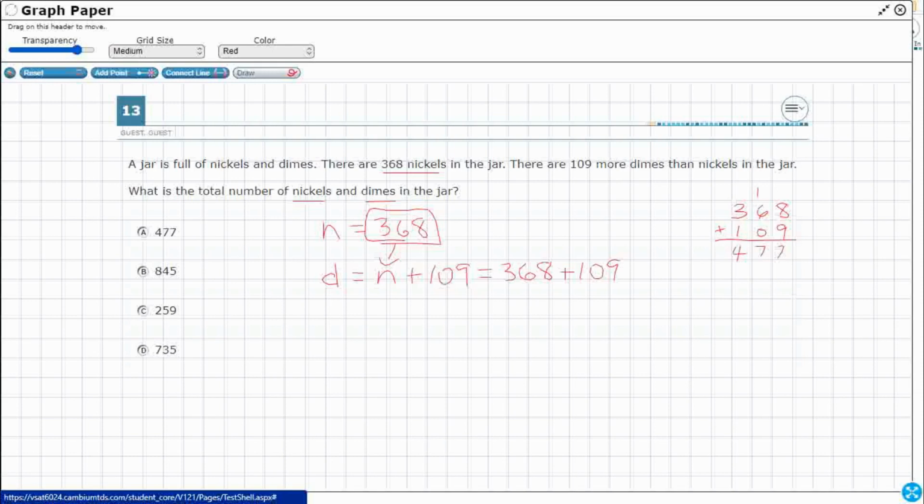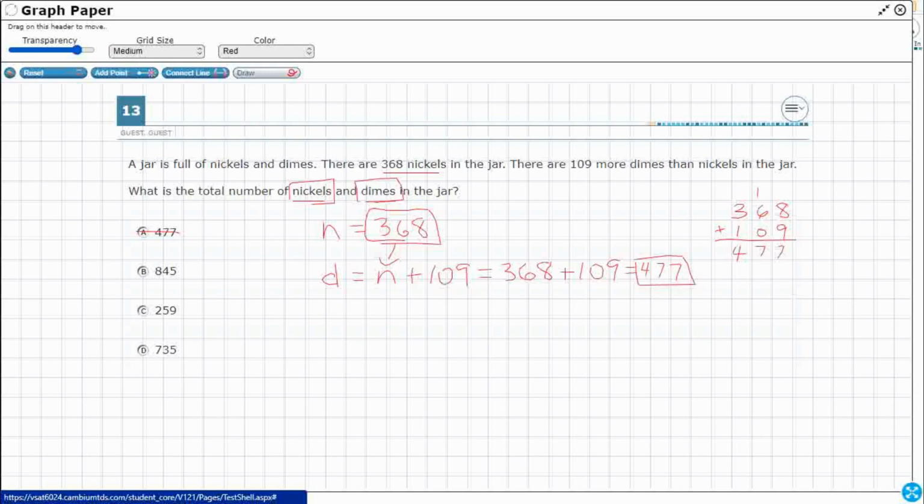That's one of my answer choices. But I'm going to ignore that one because what did I just find out? All I found out was the number of dimes. The number of dimes equals 477, but you notice how that's one of the answers? And so that's what we would consider a trick answer, because you just take two numbers and add them, but that's not what the problem is asking for. The problem is asking for how many nickels, 368, and how many dimes. There's 477 dimes. We just figured that out.